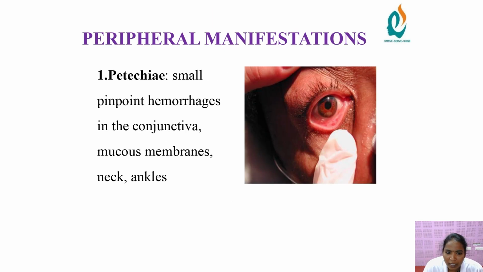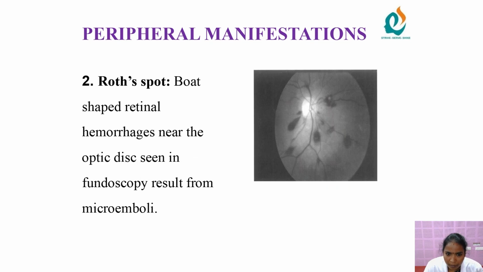Peripheral manifestations like petechiae are small pinpoint hemorrhages in the conjunctiva, mucous membrane, neck and ankles. Peripheral manifestations like Roth spots are boat-shaped retinal hemorrhages near the optic disc, seen in fundoscopy. They result from microemboli of the optic disc.